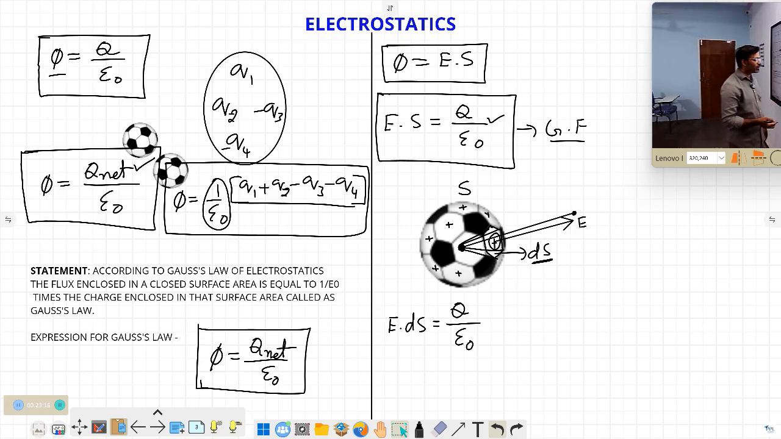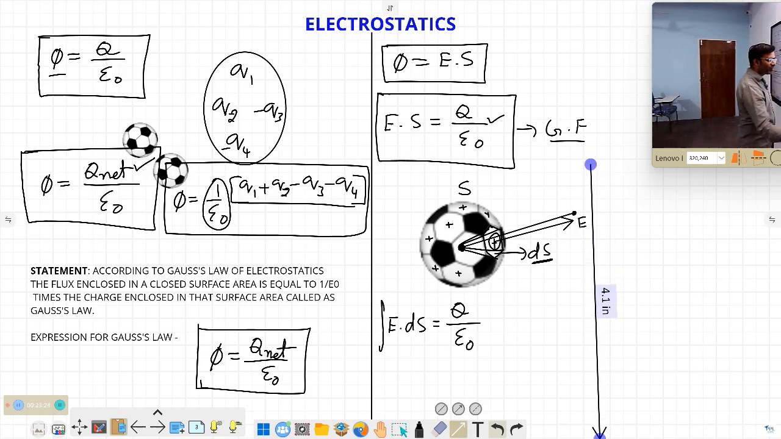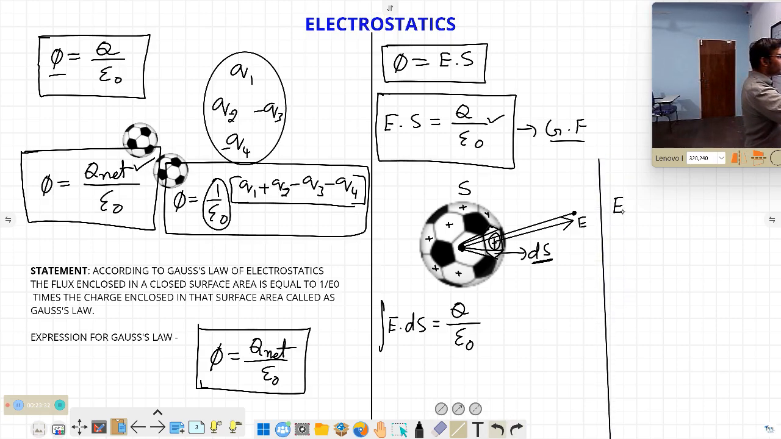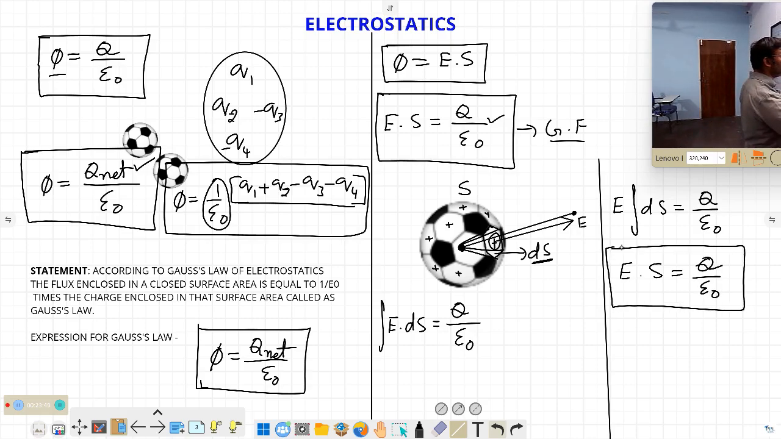Now you can apply integration here. If you apply the integration, then you can get the required solution. In this case, the electric field is constant because it is a uniform charge density. So E into integral ds is equal to Q by epsilon naught. Integral ds gives S, so E into S equals Q by epsilon naught. So what is S here? It is the surface area of the body.